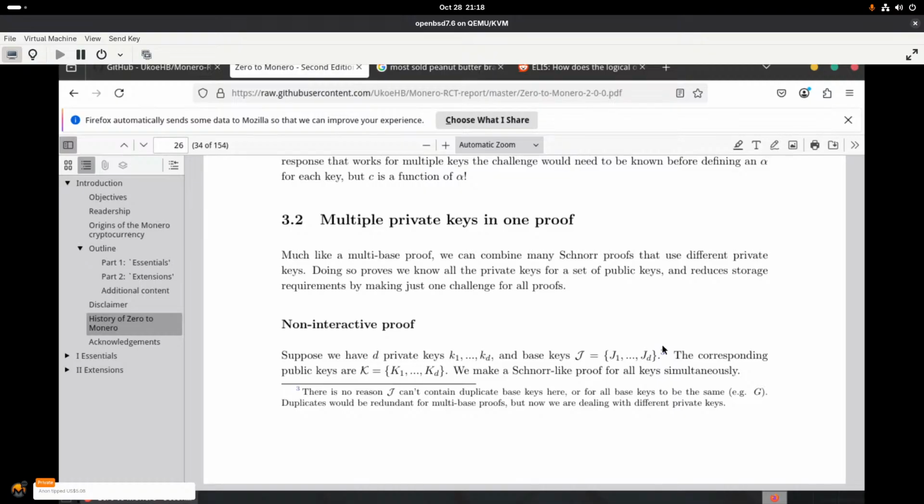Suppose we have d private keys k_1 through k_d, and base keys J_1 through J_d. The corresponding public keys are K_1 through K_d. We make a Schnorr-like proof for all the keys simultaneously. There's no reason J can't contain duplicate base keys here, for all base keys to be the same. Duplicates would be redundant for multiple base proofs, but we now are dealing with different private keys.